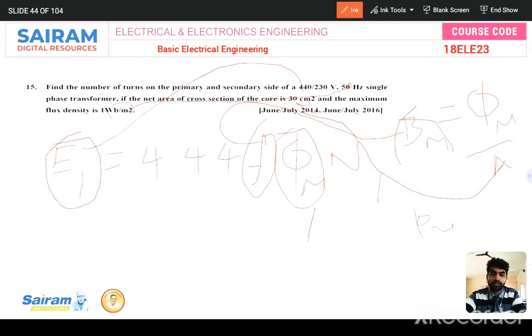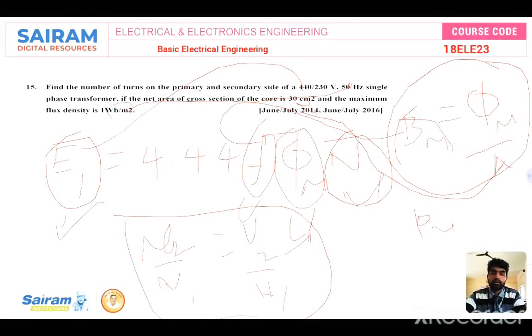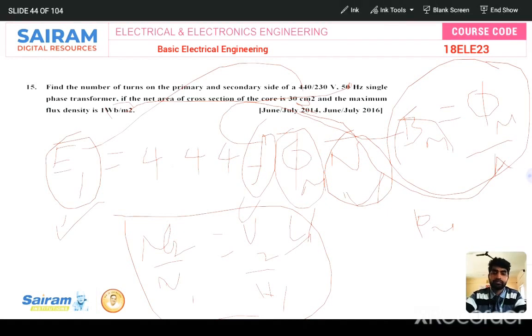Just substitute over here, and we can calculate N1, right? Directly you can calculate, because E1 is a known value and frequency is a known value. Phi m we calculated by using this formula, and N1 we can calculate. So N1 we need to calculate first, and after that you can use this formula. N2 by N1 is equal to V2 by V1, right? So we can calculate like this. Let's see the solution for this question.